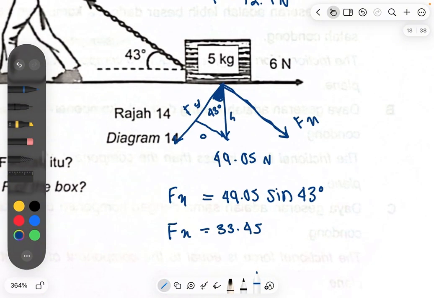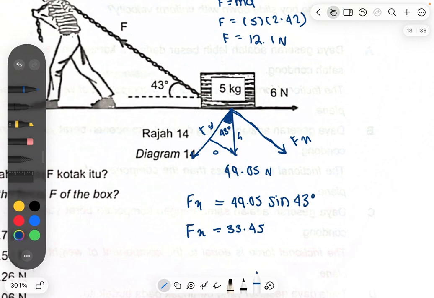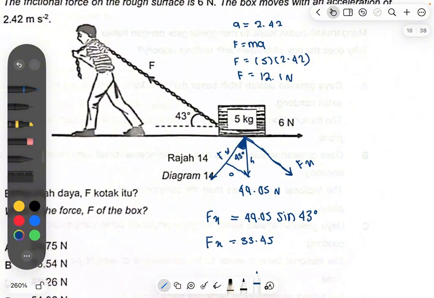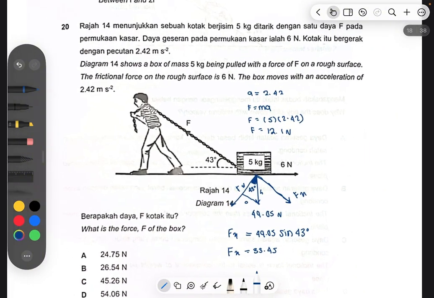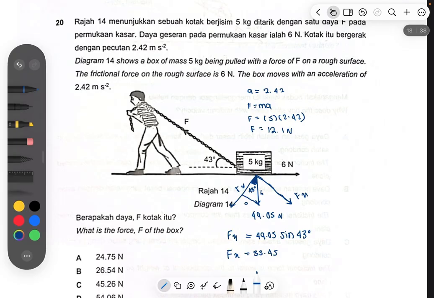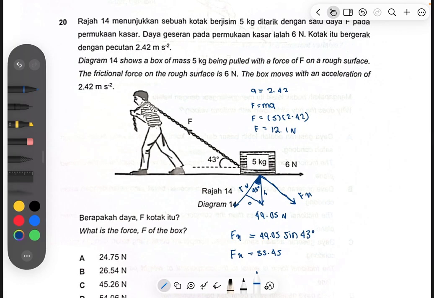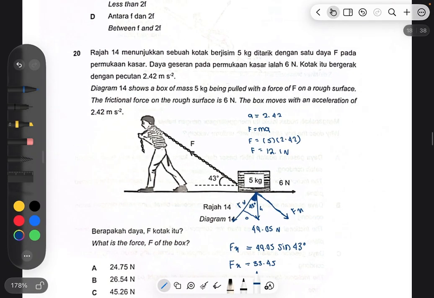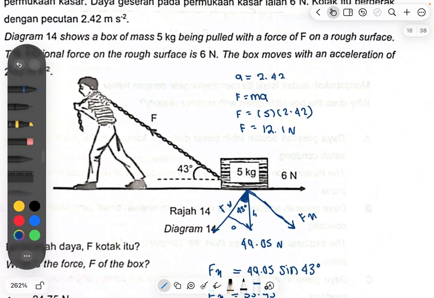Oh! Stop, if I minus 33.45 minus... wait, how is the component, how is the Fx component more than the resultant force? That's weird. Wait, actually it makes sense. Oh, that 12.1 minus 6 minus 33.45. You can do 33.45 minus 6 minus 12.1. So that's the resultant force.